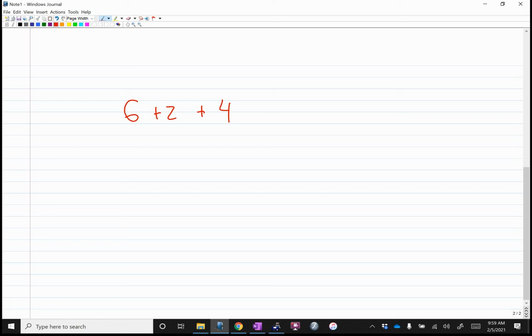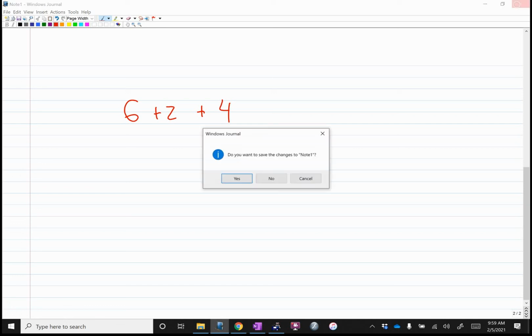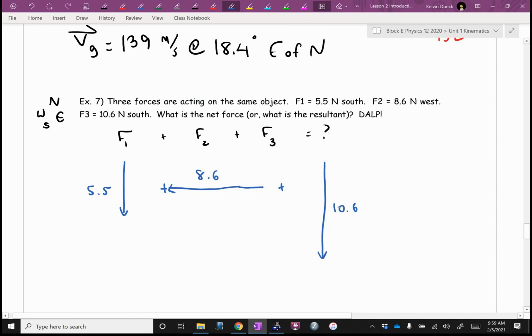Although, if you were adding these three numbers, if you were clever, which two would you probably add together first in your head? Why the 6 and the 4? 10 and then plus 2 is? Okay. If you were clever, which two vectors would you probably add together here? Why the south and the south? I can do that in my head without having to do a big redrawing. What is 5.5 south plus 10.6 south?